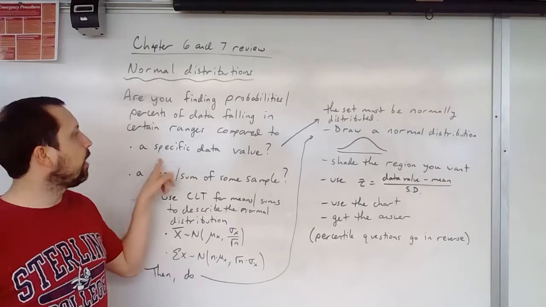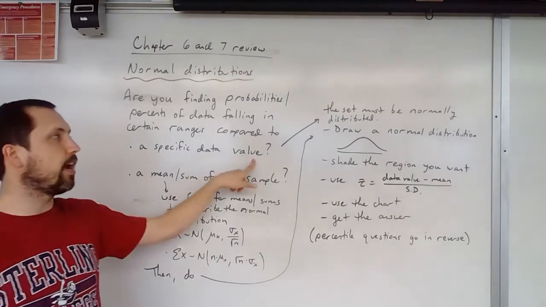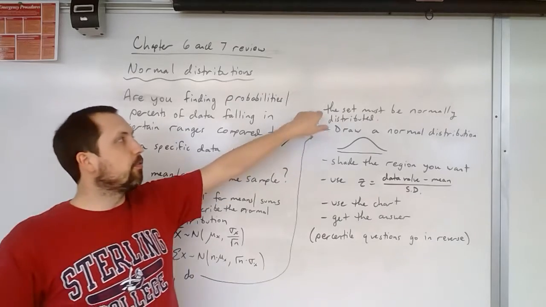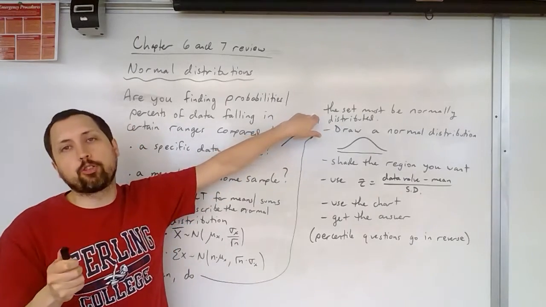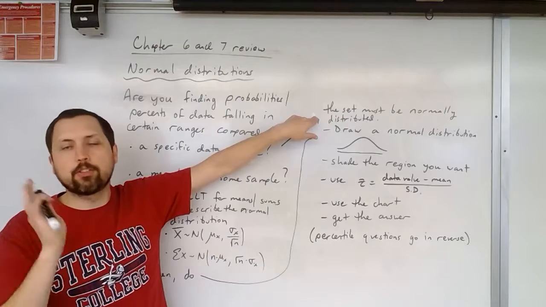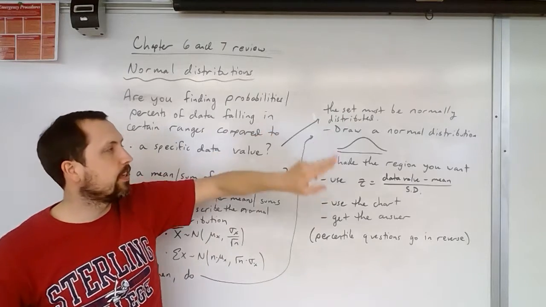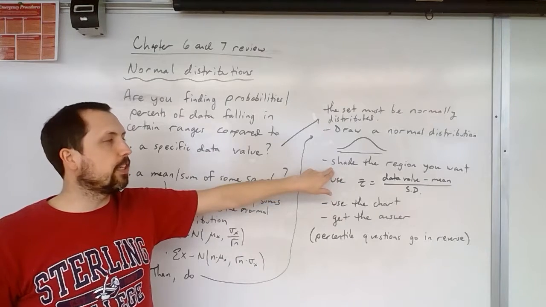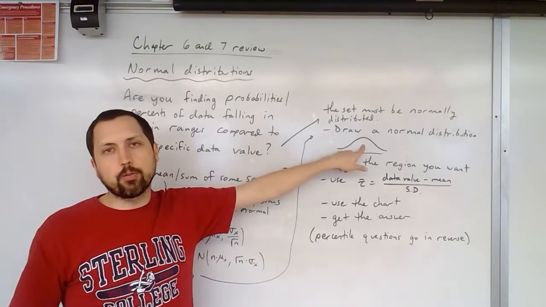So if you have a specific data value and you're trying to answer this question about percents or probabilities, first off, the set must be normally distributed. If it's not, none of this works. So there should be some claim in there about that. The steps you want to take: draw a normal distribution. Shade the region that you want. Remember, the mean always goes in the middle.